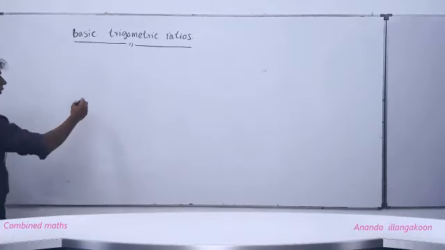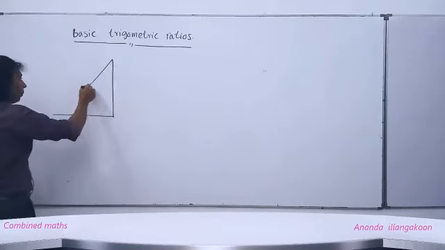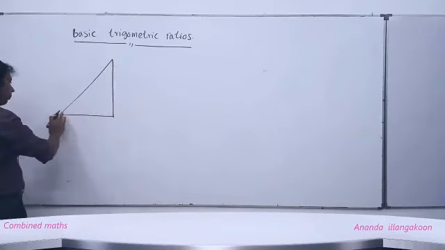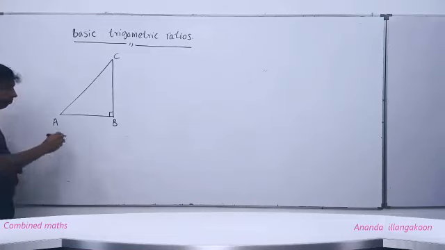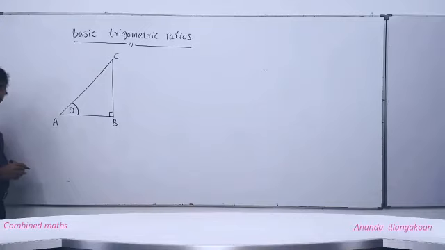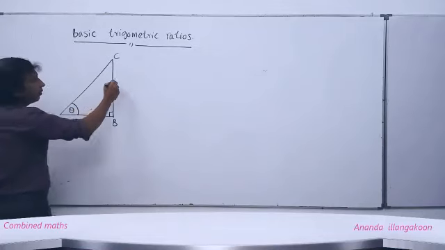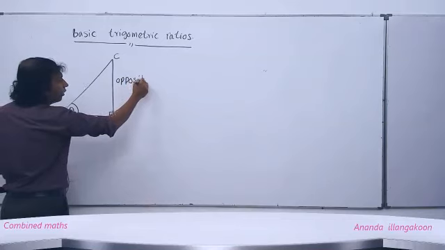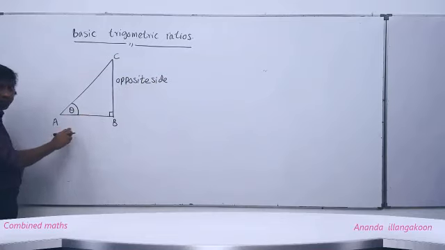a right angle triangle this way. Suppose this right angle triangle, here we have the 90-degree angle, and I take this triangle as ABC, right? When I consider this angle as theta, the side BC, which is opposite to this angle theta, is called the opposite side, and with the angle the side AB available is called the adjacent side.